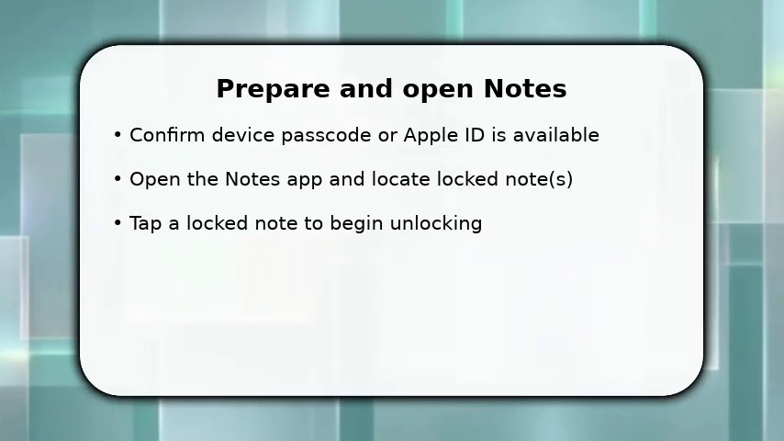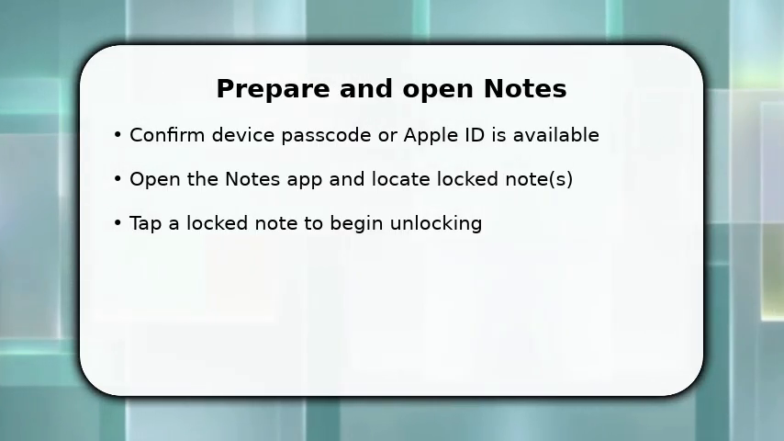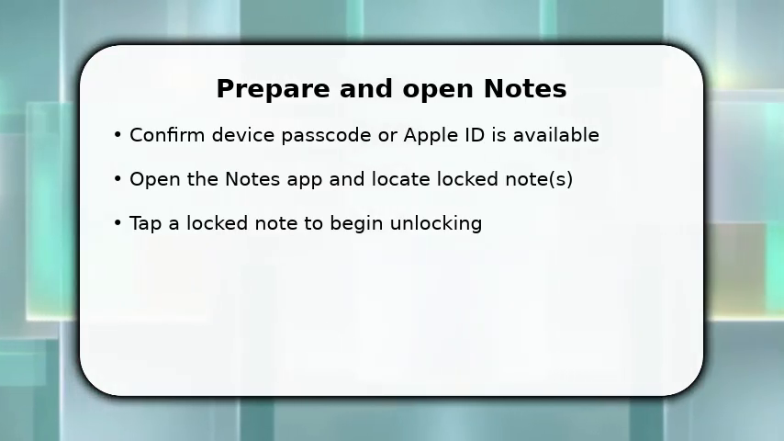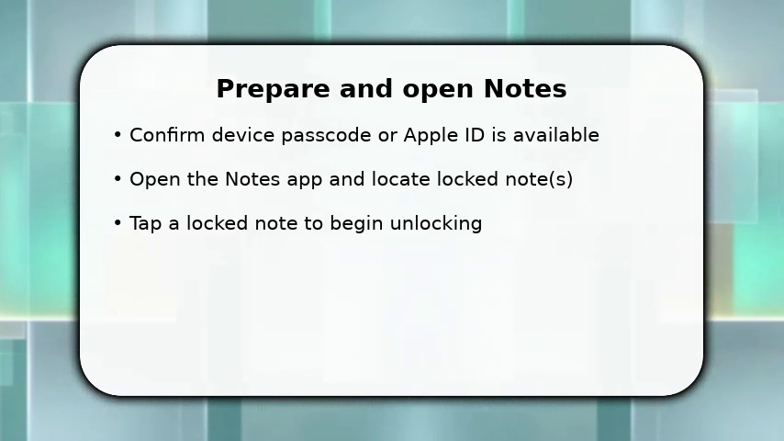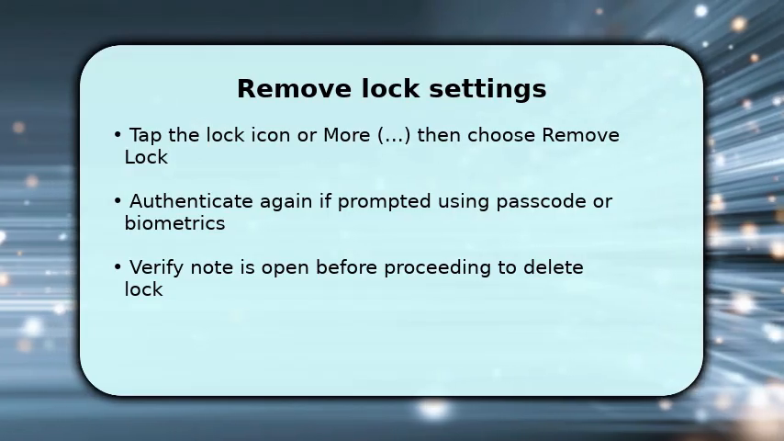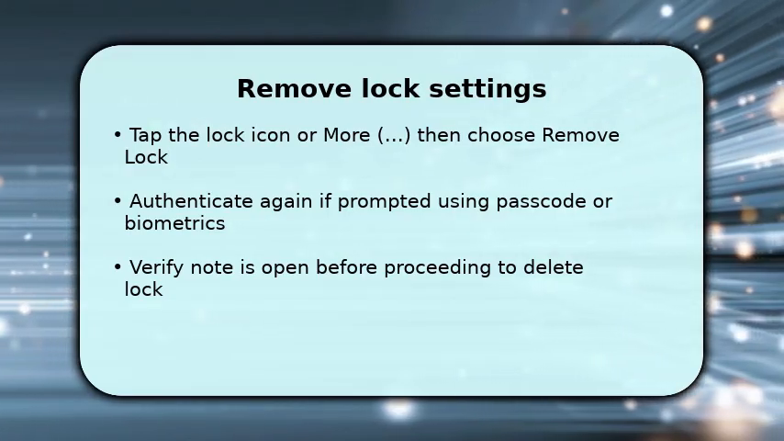If biometrics are enabled, use them now to unlock quickly. Otherwise, enter the passcode so you can proceed to modify lock options. With the note open, tap the lock icon or the More menu and pick Remove Lock. This is the command that strips the encryption flag from that note.